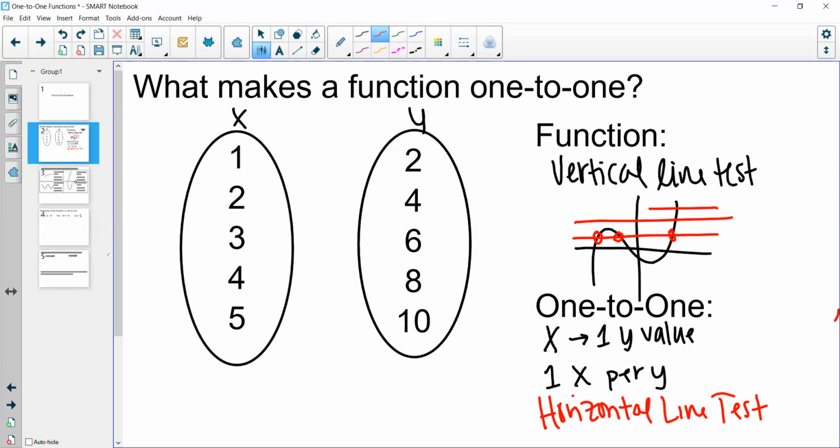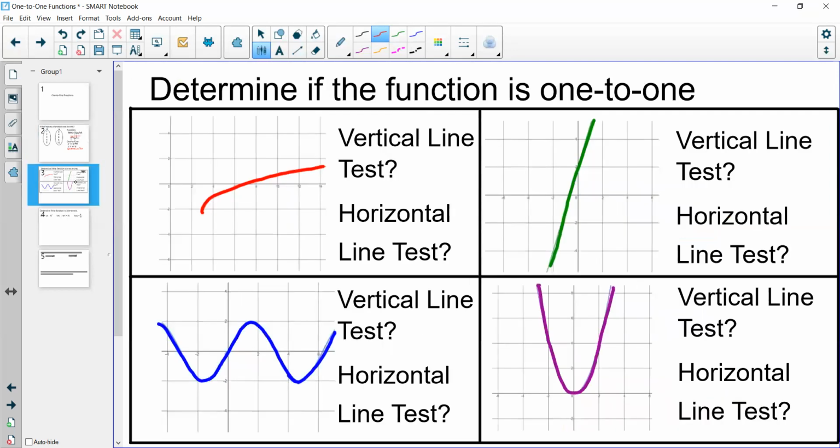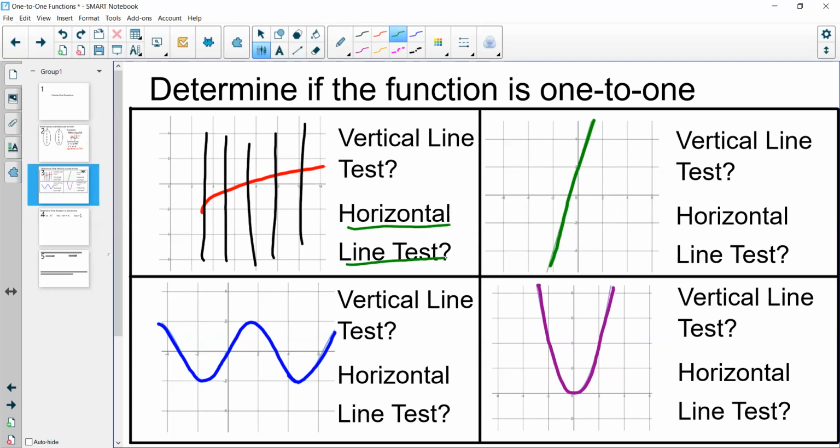So let's take a look at a couple functions here and decide whether or not these functions are one-to-one. What we want to do first is check the vertical line test to see whether or not it's a function. So here, let's check that vertical line test, and we can see it passes. Next, we want to check the horizontal line test. So I'm going to check that horizontal line test, see if it crosses in more than one place. And this one doesn't. So guess what? Is this one one-to-one? Yes, it is, because it passes both of those.